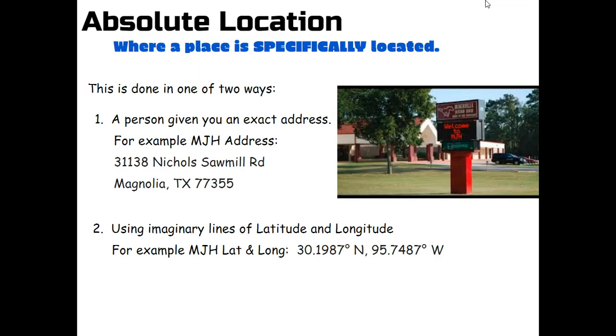Let's start with absolute location. So this is where a place is specifically located. For example, our address, I'm sitting in our classroom, room 315 at MJH, or I could give you the exact street address for the school. That's an absolute location. Another example would be latitude and longitude, and so we use coordinates for that. That's especially helpful in the ocean whenever you don't have landmarks.